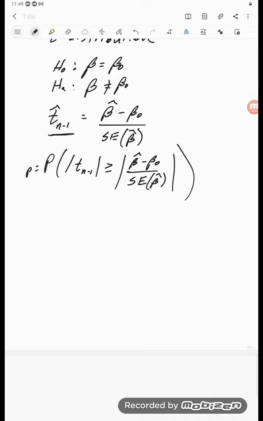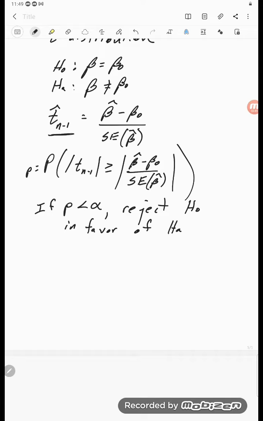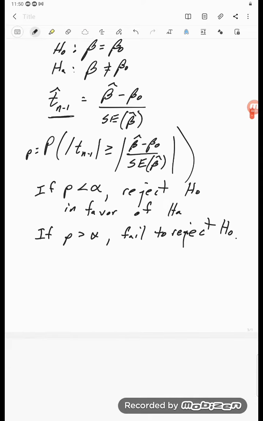So we look at that p, and if p is less than alpha, then reject H0 in favor of the alternative. And if p is greater than alpha, fail to reject H0. Okay, so that's a hypothesis test for this thing.